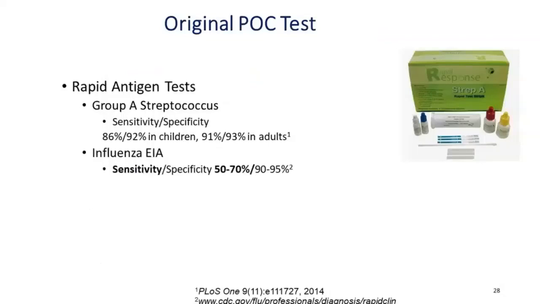The influenza EIA was commonly used in the emergency departments and outpatient centers, and you can see the specificity was not too bad, but as most clinicians know, it only had a 50 to 70% positivity rate. So people were looking for a CLIA-waived point-of-care test that would improve the sensitivity for influenza in particular.